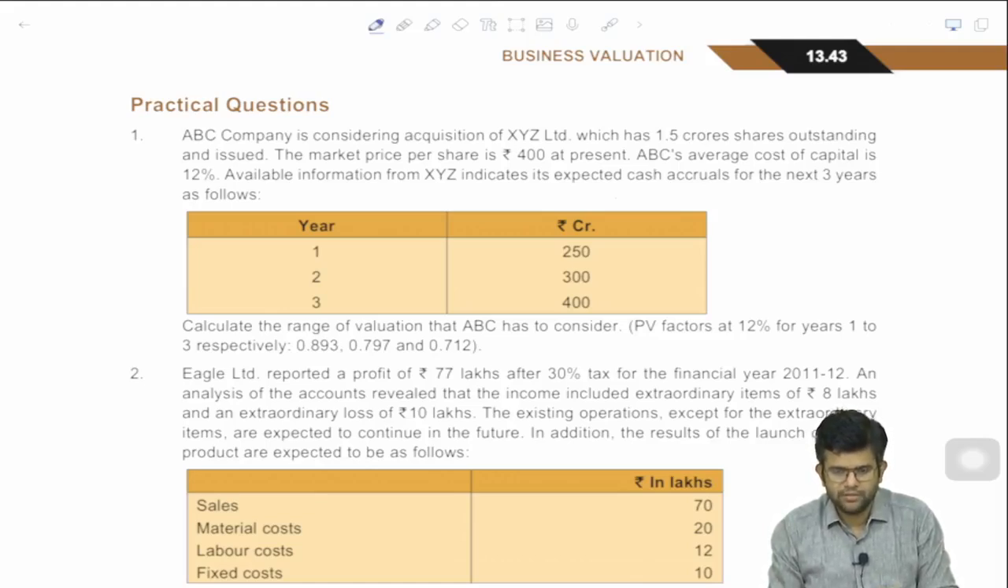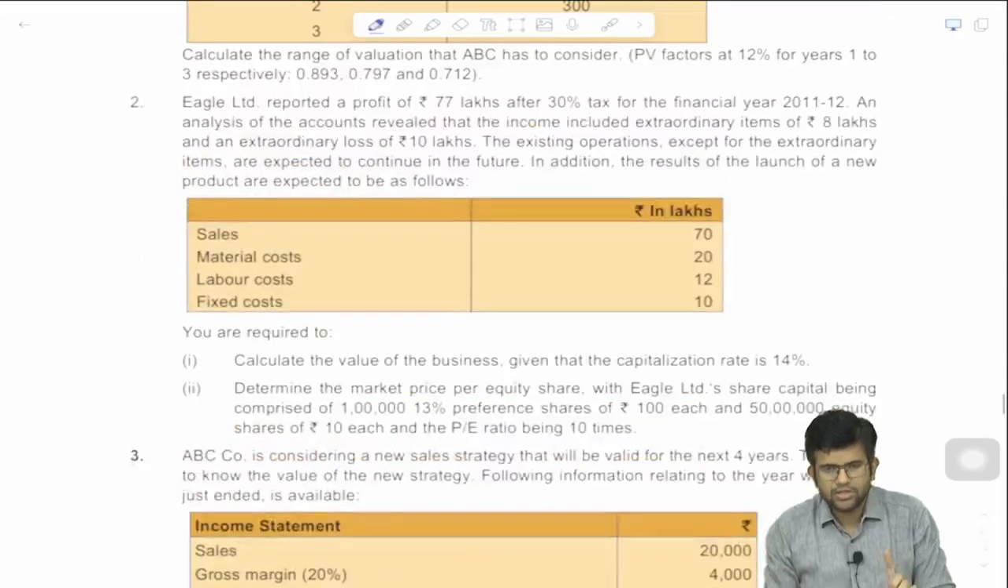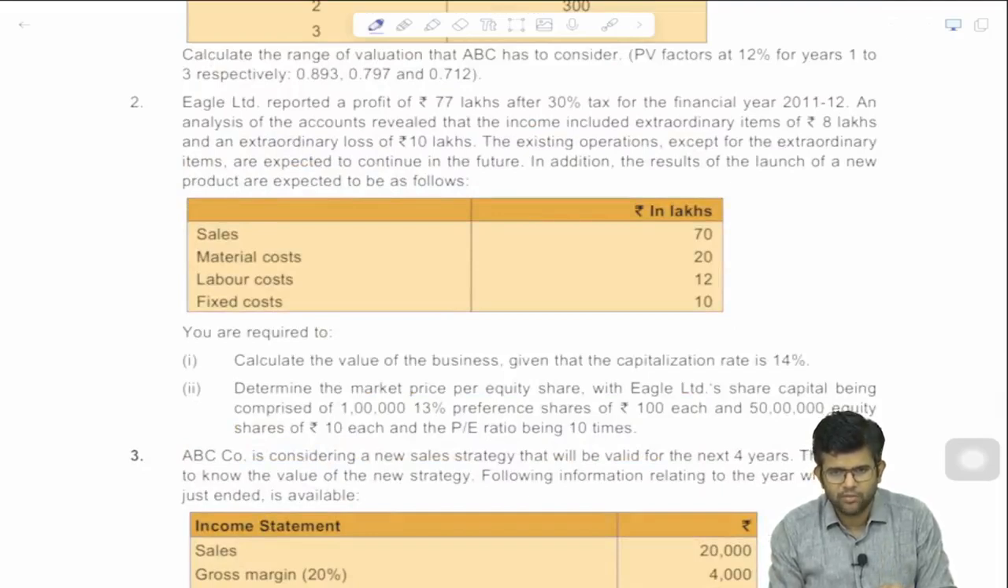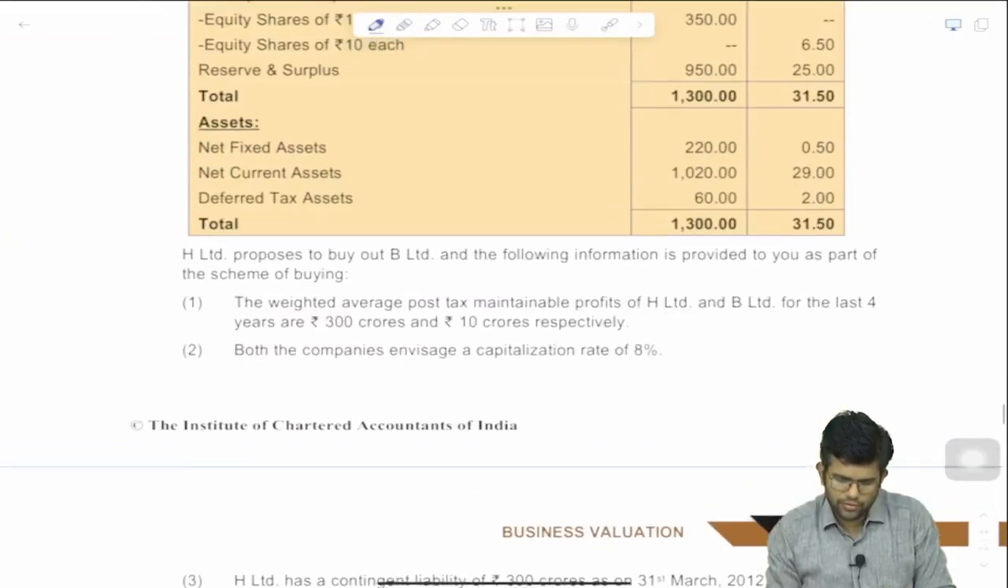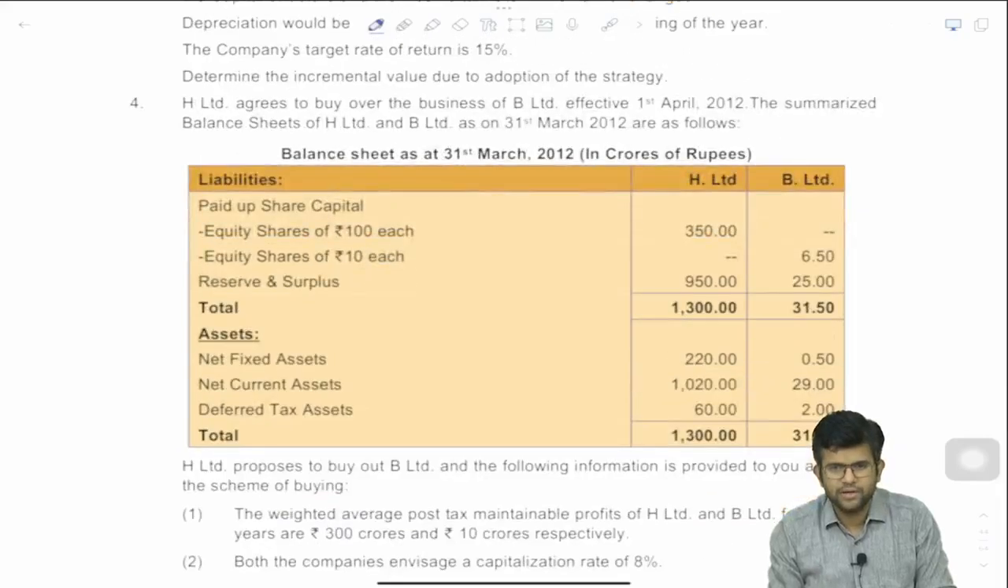The first question we did is this only. One was market cap valuation and one was discounted cash flow valuation, the range of value. Question 2 also we did. Eagle Limited, I told you, very important question, many times frequently asked question, ECM model, this also we have done. Third, fourth, this fourth question also we did, check.